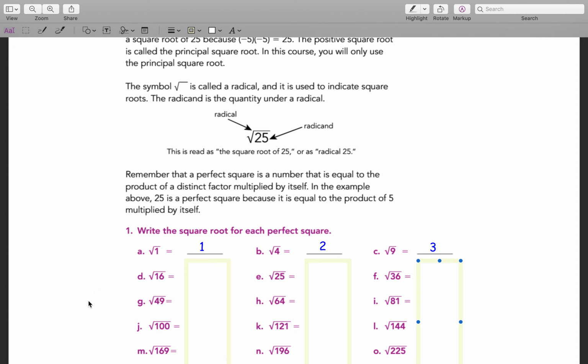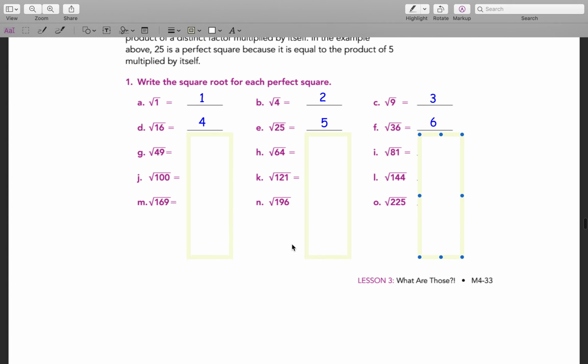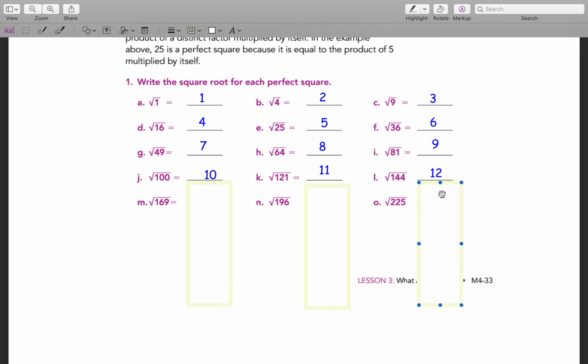Same thing for D. Two same numbers that multiply to get 16 is 4. 4 times 4 is 16. So the radical 16 is 4. This was just the same example that we did. It's E. 36, so two same numbers that multiply to get 36, we have 6. And 49, it's 7. So 7 times 7 is 49. 8 times 8 is 64. 9 times 9 is 81. 10 times 10 is 100. 11 times 11 is 121. And 12 times 12 is 144.